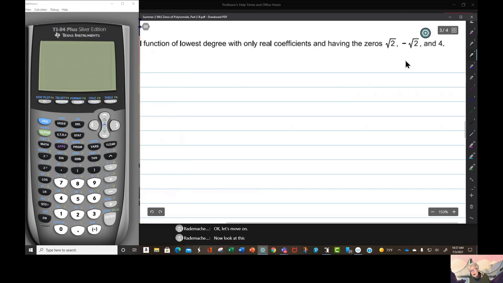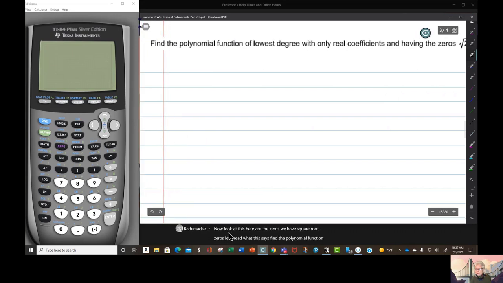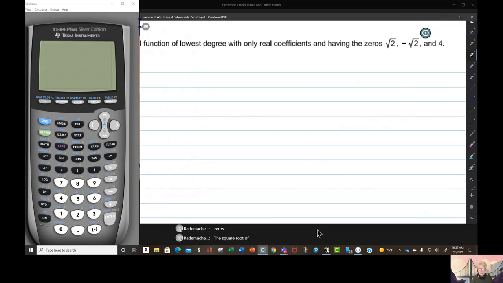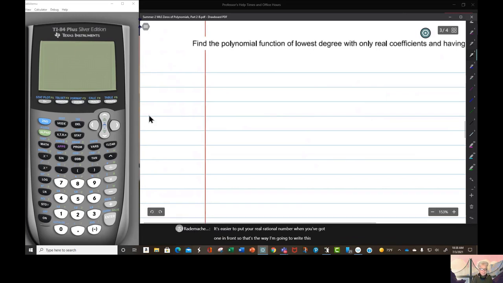Now look at this. Here are the zeros. We have square root zeros. Let's read what this says. Find the polynomial function of lowest degree with only real coefficients and having the zeros the square root of 2, negative the square root of 2, and 4. Actually, they didn't even have to say real, they could have said rational. But we'll deal with that. Come along, let's have some fun. It's easier to put your rational number when you've got one in front. So that's the way I'm going to write the zeros. The zeros are 4, the square root of 2, and negative the square root of 2.